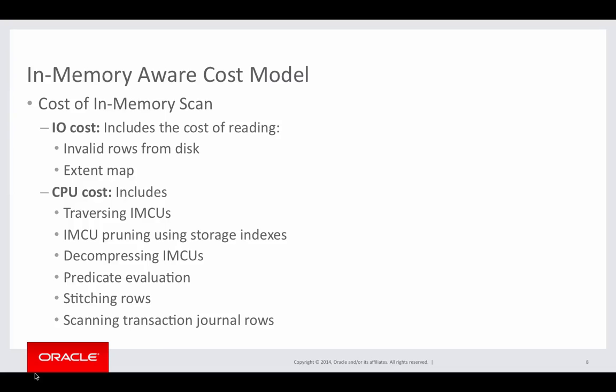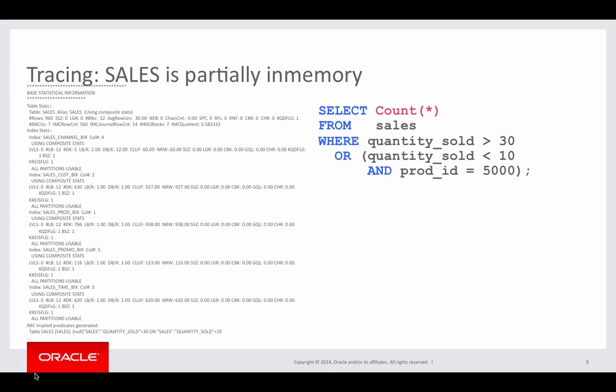Now, when we access data in the in-memory column store, remember we're accessing it in columns. And so from that columnar data, we need to stitch the rows back together in order to return them to the end user. And so we must account for the CPU required to do that stitching. Finally, we're also going to need to account for any CPU required to traverse or read the entries in the transaction journal. So how can I tell if the optimizer is actually using any of this information?